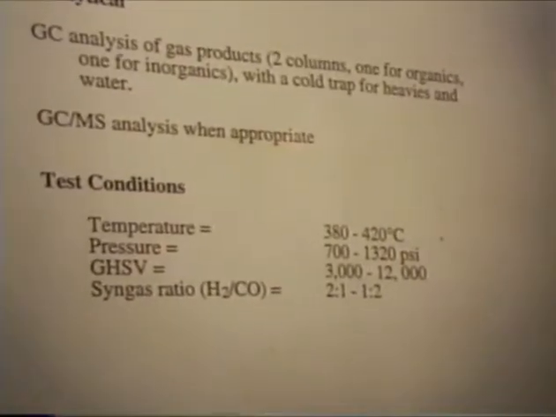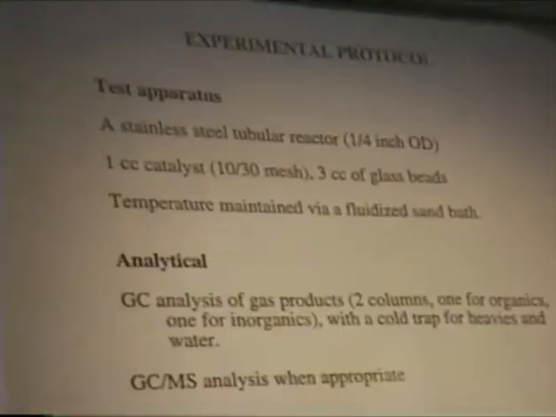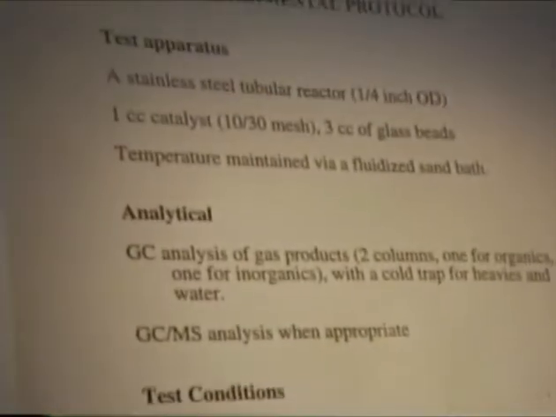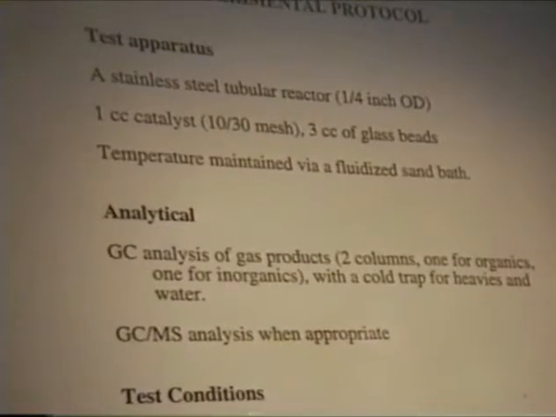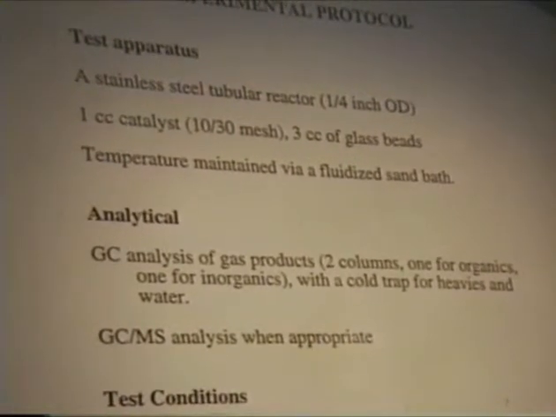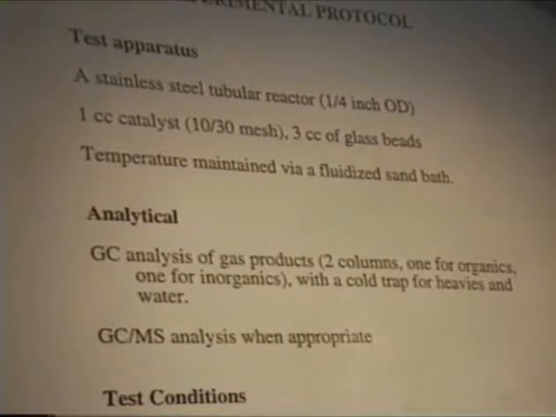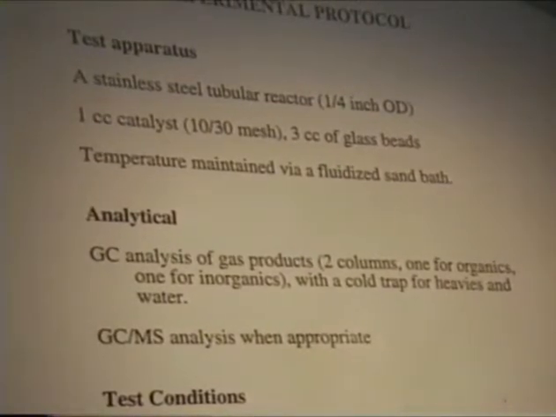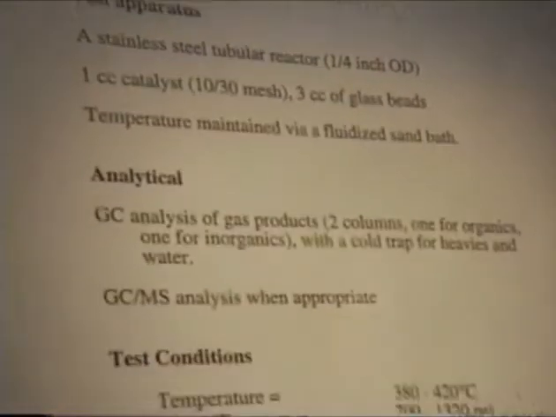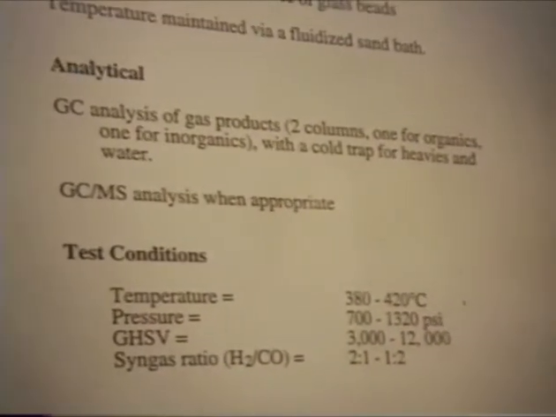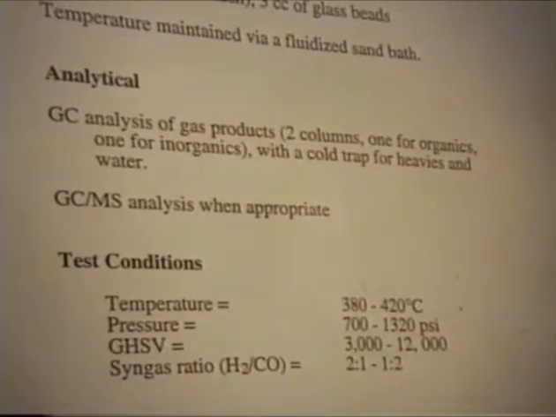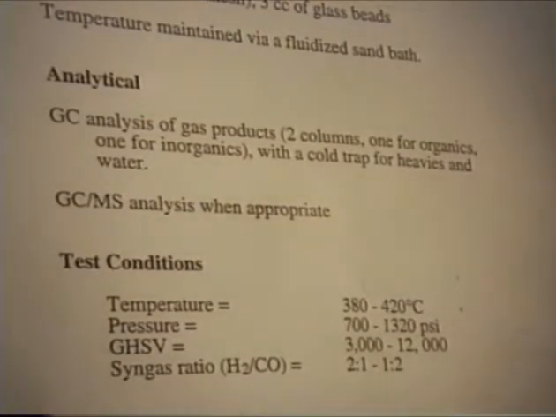Just to give you an idea of what the test apparatus is that we perform these experiments in, it's a stainless steel tubular reactor. We have 1 cc of catalyst. It's diluted with 3 cc's of glass beads. We use a fluidized sand bath to maintain the temperature. In terms of the analytical, we do GC analysis of the product gases. We have 2 columns, one for the inorganics, one for the organics, and we have a cold trap to collect the heavies and the water. And periodically we do GC mass spec analysis if we see anything unusual in the gas chromatograph analysis.